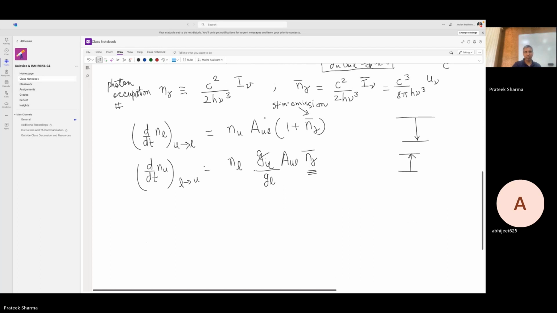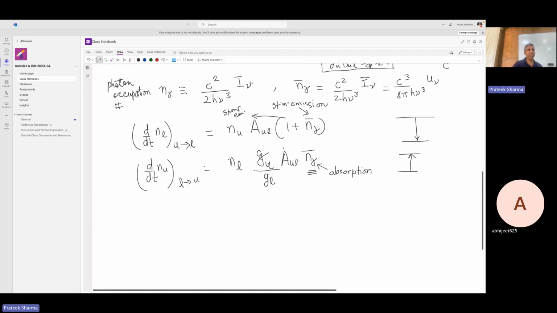And this first one is, of course, spontaneous emission. And this is absorption. And of course, absorption in this case will require photons to be around. If there are no photons, electrons cannot get excited to the higher levels.